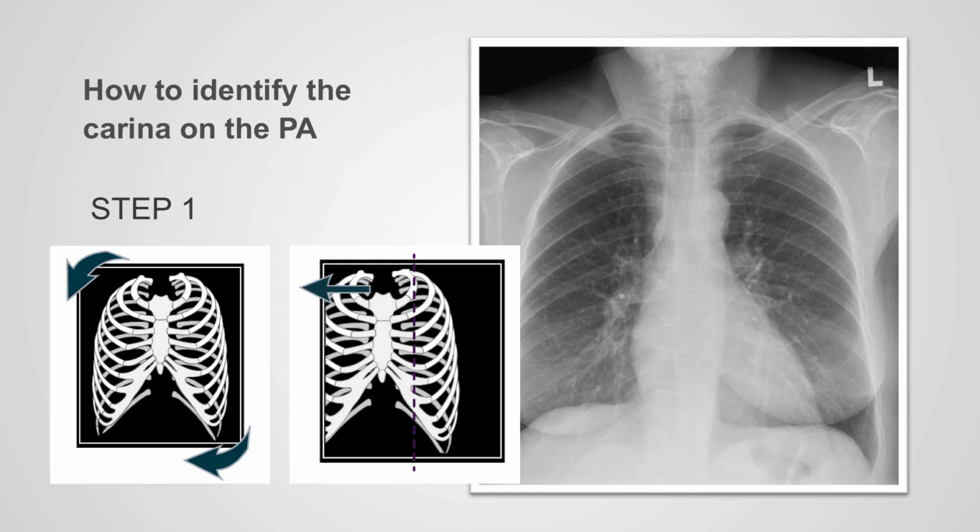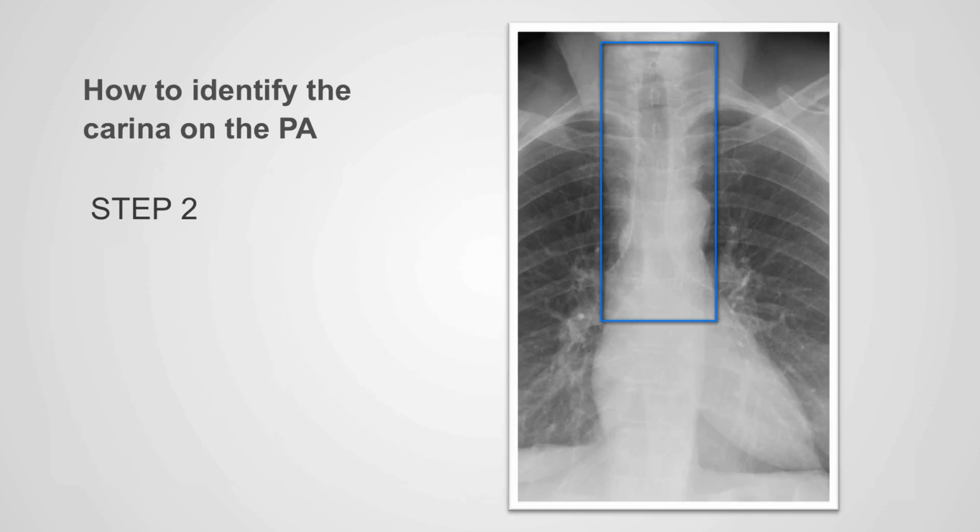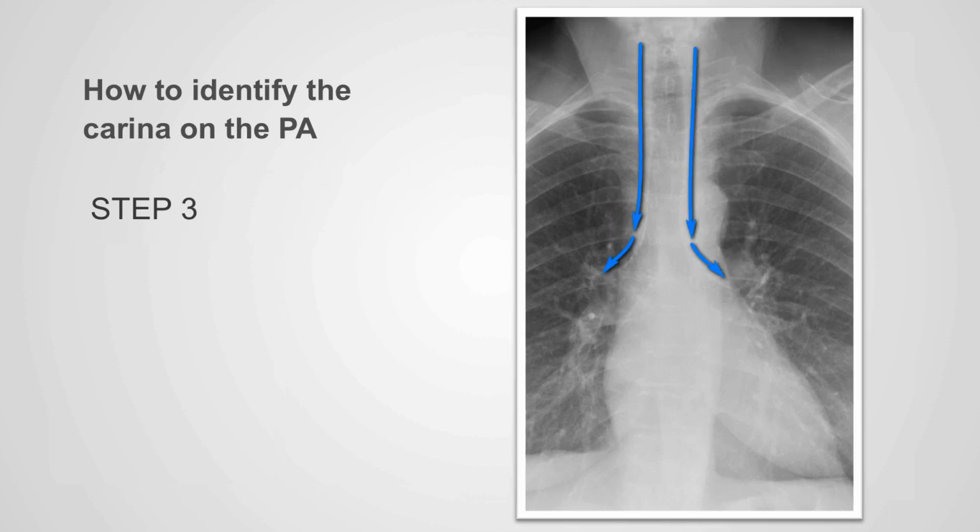How do we identify the carina on the PA X-ray? The first step is to make sure that the patient's midline is not rotated. Next, we identify the trachea. We focus our attention on the medial superior aspect of the mediastinum and identify the black rectangle. Next, we follow the right lateral border of the trachea inferiorly to the bifurcation of the bronchi and identify the superior border of the right main stem bronchus.